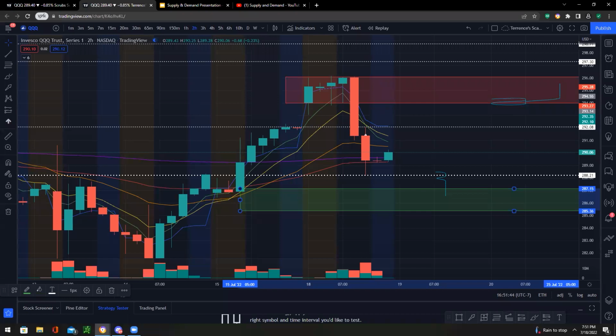What happens when the market gaps over a supply zone? Great question. It invalidates. It doesn't matter if it's pre-market. If the price action pierces through it, it's invalidated. Great question.